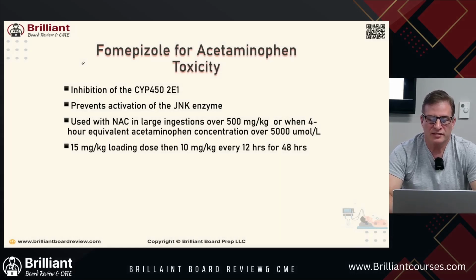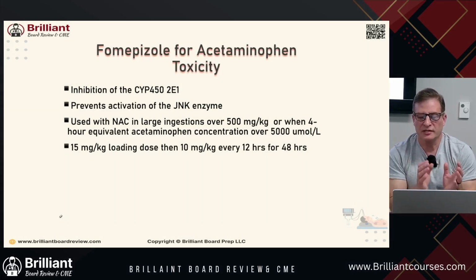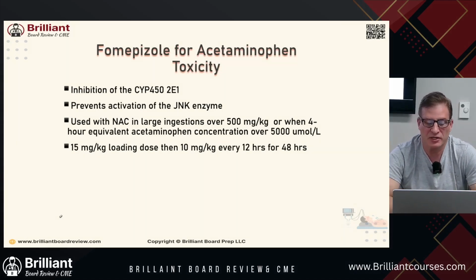Okay, let's talk about fomepizole for acetaminophen toxicity. What it does is it causes inhibition of the CYP450. It prevents activation of the JNK enzyme. What this does is the JNK enzyme can increase the oxidative stress in the mitochondria.